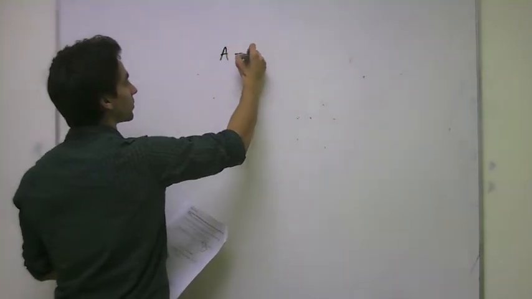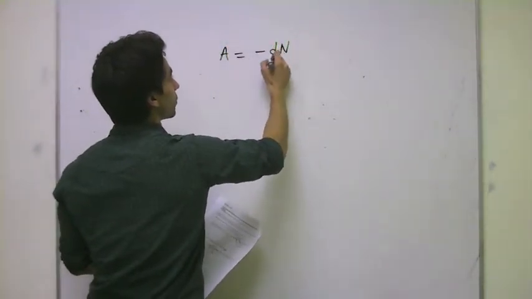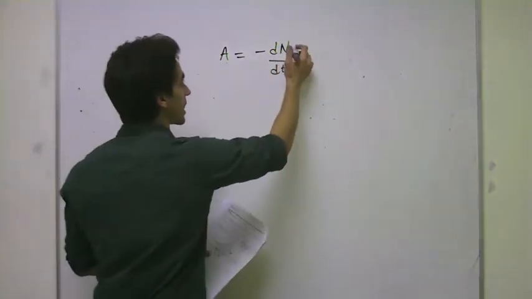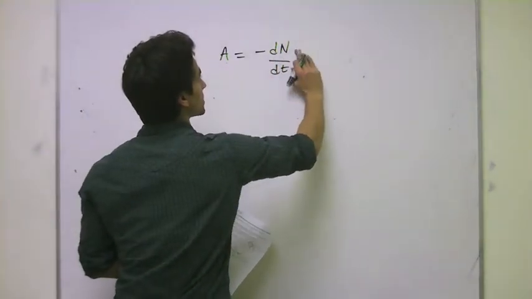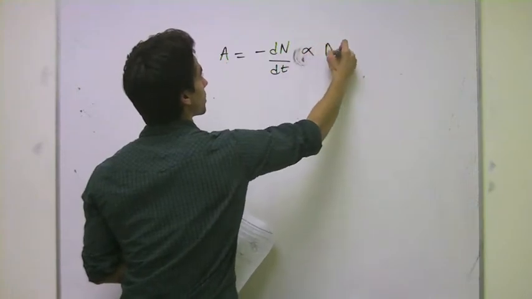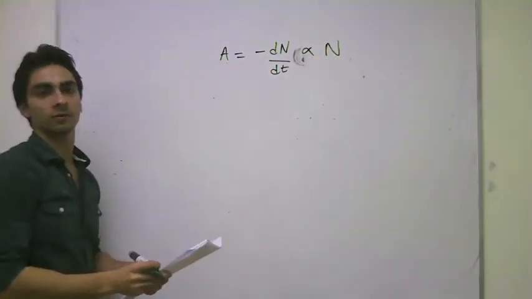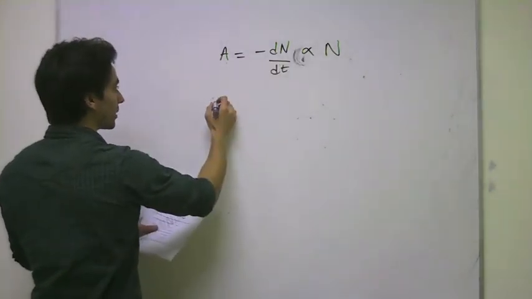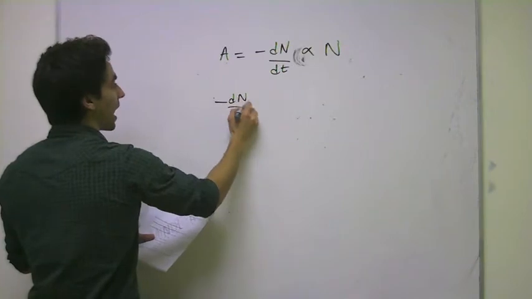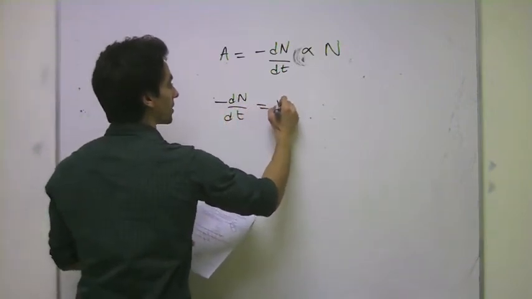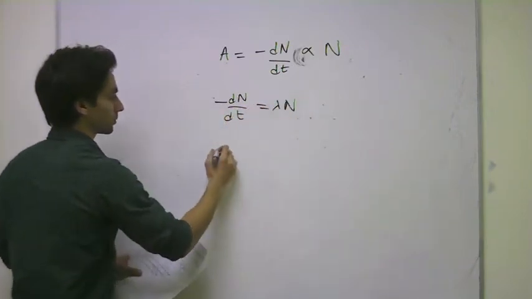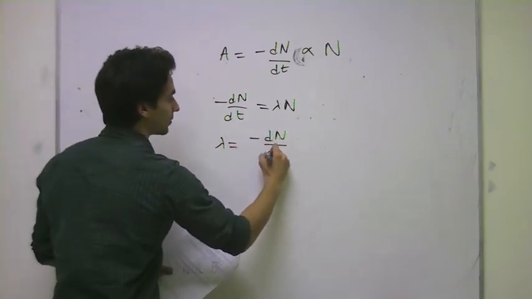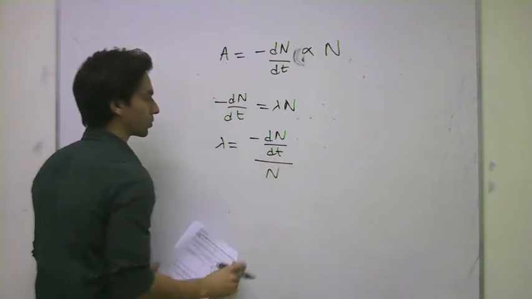Now in the previous section we have seen this equation whereby the activity is proportional to the number of nuclei, radioactive nuclei present in a sample. Now this proportionality sign can be removed by adding in a constant, and this constant is called the decay constant. Therefore the decay constant becomes the activity divided by the number of nuclei.